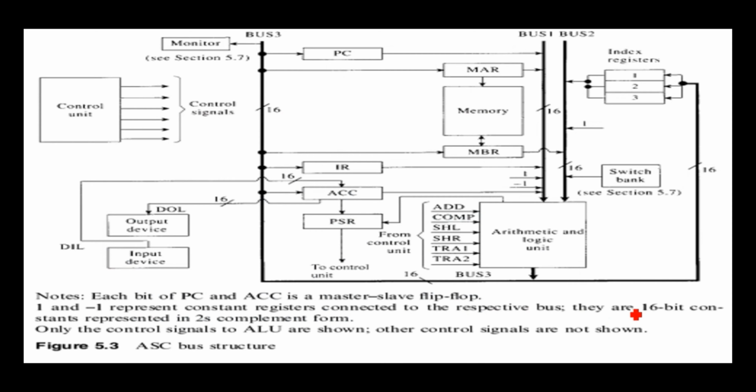So figure 5.3 is showing a detailed bus structure of the simple computer. Here we have connected different components, memory modules, and registers with each other with the help of different buses. Before starting this figure, we want to discuss different types of buses.